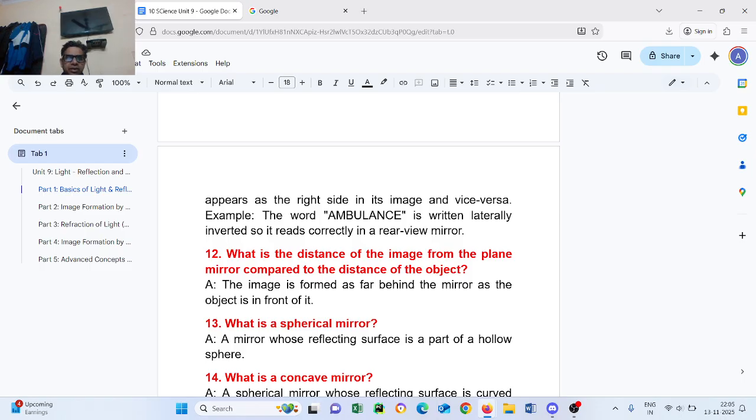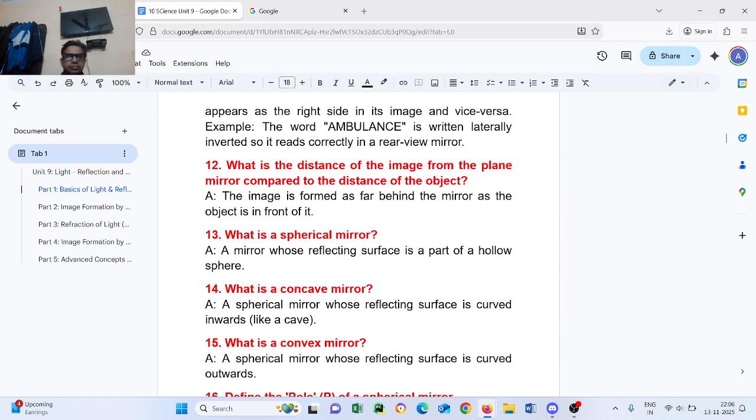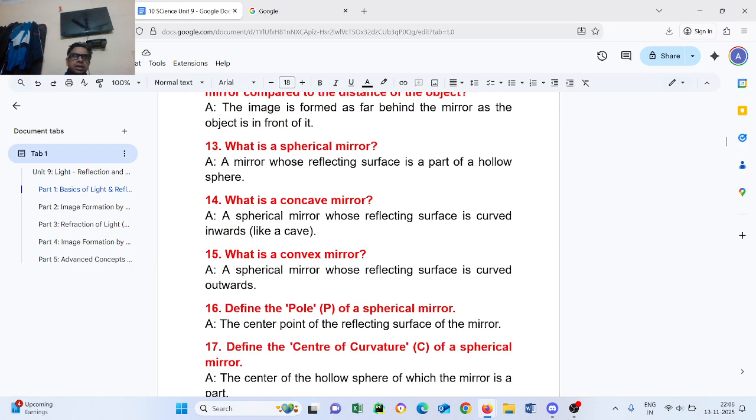What is a spherical mirror? A mirror whose reflecting surface is a part of a hollow sphere. Question number 14. What is a concave mirror? A spherical mirror whose reflecting surface is curved inward like a cave. Question number 15. What is a convex mirror? A spherical mirror whose reflecting surface is curved outward.